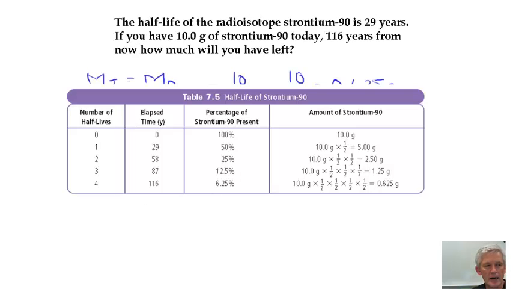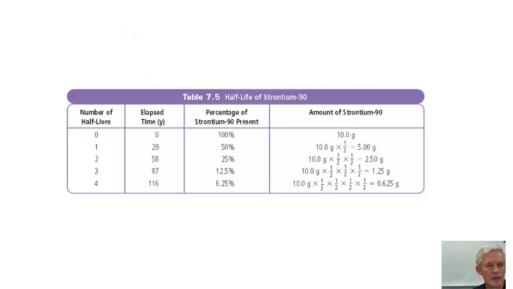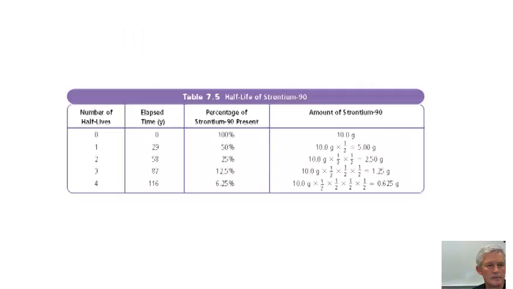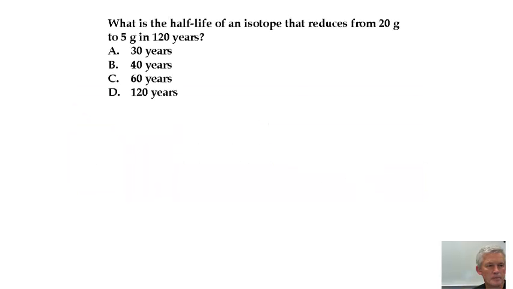Moving on. Let's try a problem like, not that one. What is the half-life of an isotope that reduces from 20 grams to 5 grams in 120 years? I'm going to stick to my lovely little 3-step process here just because I need that kind of thing.